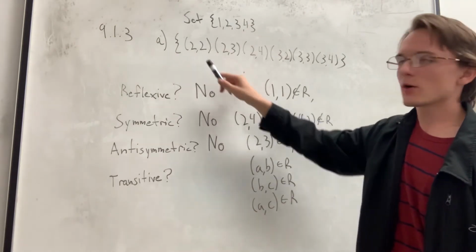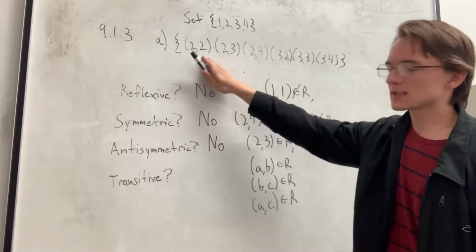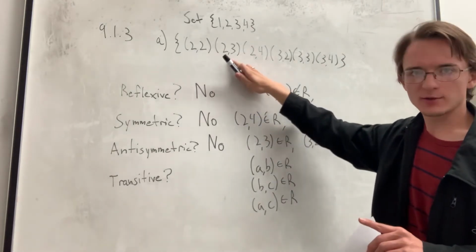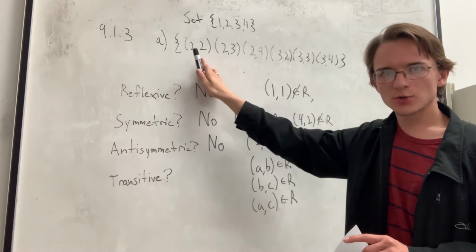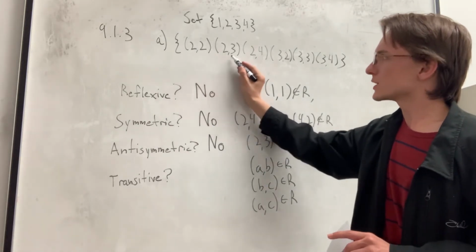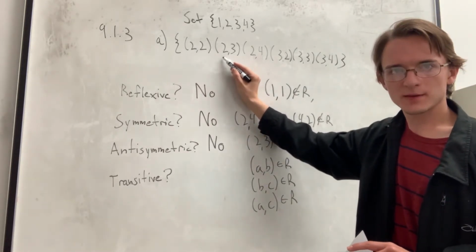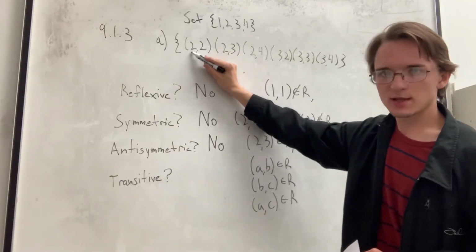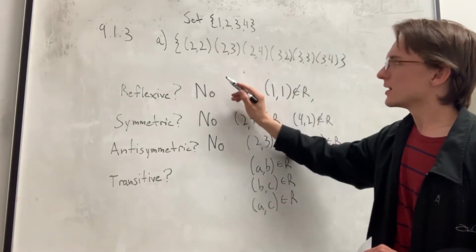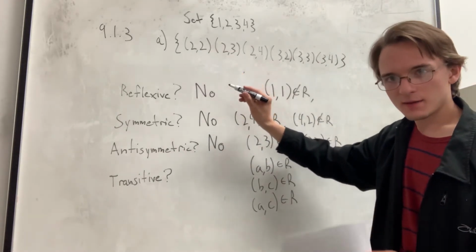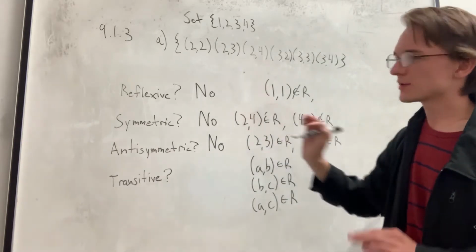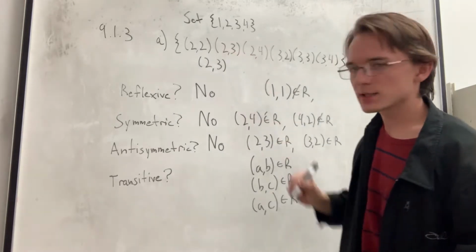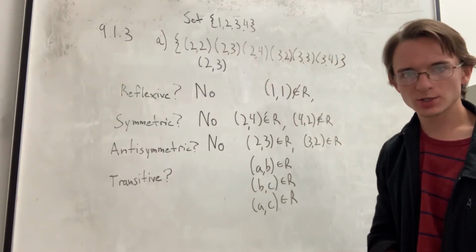We need to look at all of the pairs whose right value matches another pair's left value. So this pair has a 2 on the right. This pair has a 2 on the left. Because the right here matches the left, this pair's left must exist in a pair with this pair's right. So basically, 2 comma 3 must be a pair somewhere in our relationship.